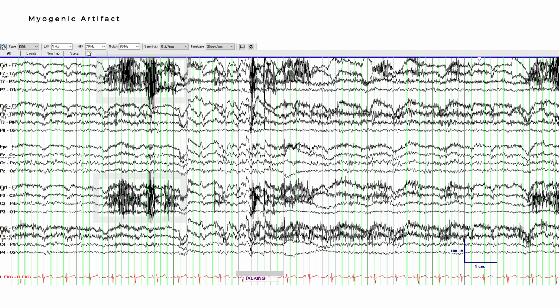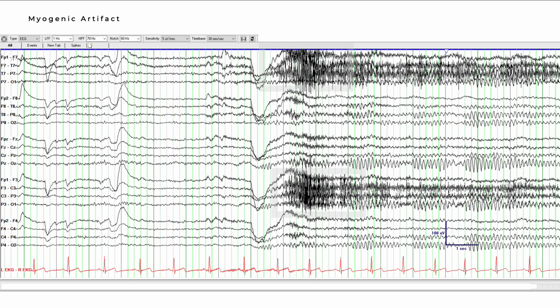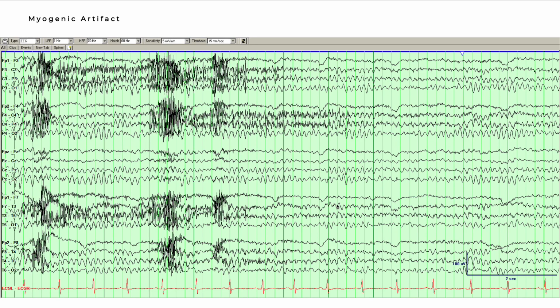And this is what it can look like. And you got to work with the patient to get them to stop talking, stop tensing up, make them relax. Here's another example of myogenic artifact. This black high frequency activity here is what myogenic artifact will look like. Notice that on this one you see myogenic artifact, but the patient's becoming more relaxed here, and you're not seeing it anymore. So this is kind of what you want to get at here.